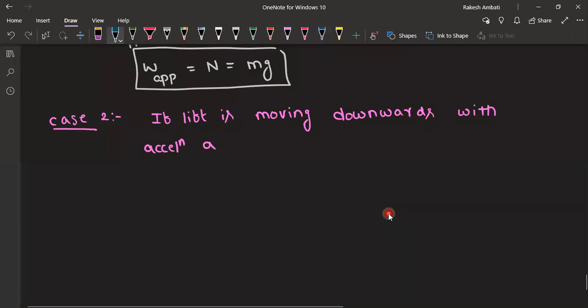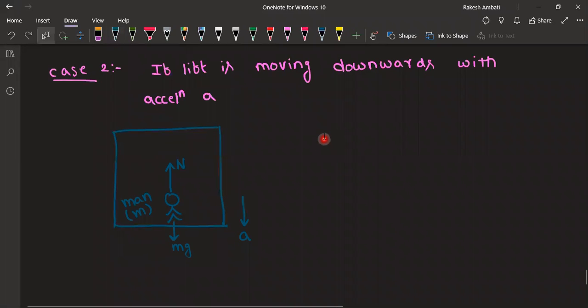So for example, here we are taking a lift. A man is standing inside the lift. Mass of the man is m. So mass is m, weight mg in the downward direction, and a normal force acting on the man in the upward direction. The lift is moving downwards with acceleration a. So here, there is no need to do it by using the non-inertial frame.